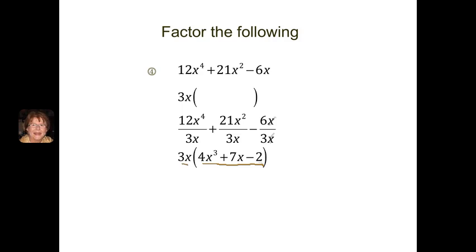These are the factors. I can verify. When I verify, I multiply the GCF by each of the terms inside the bracket. 3x times 4x cubed is 12x to the fourth. 3x times 7x is positive 21x squared, and 3x multiplied by negative 2 is negative 6x. My job is done. I verified. I now ensure that I have the correct factors.